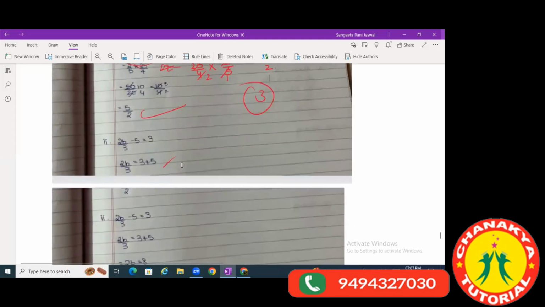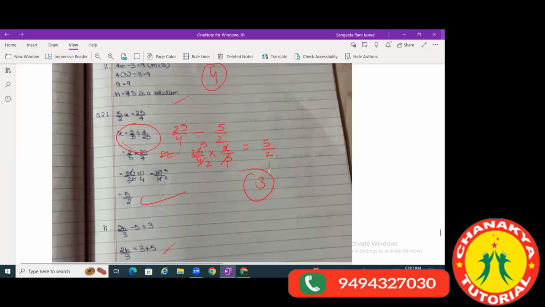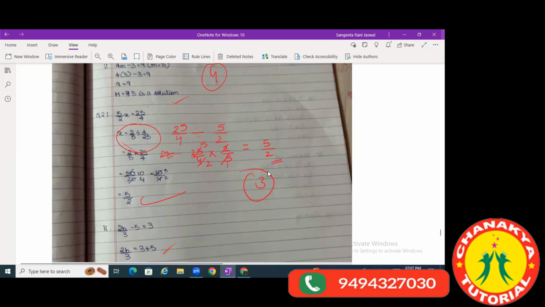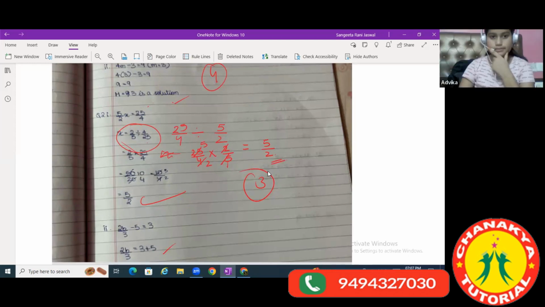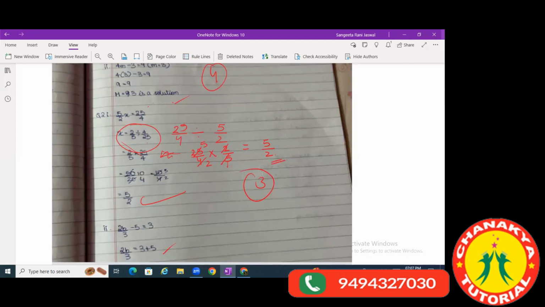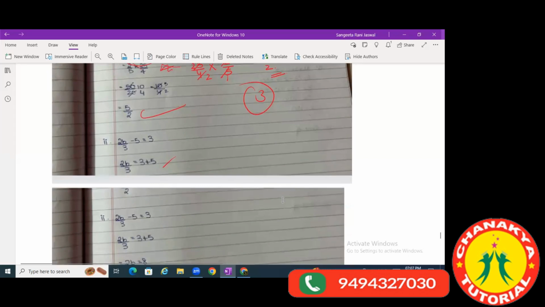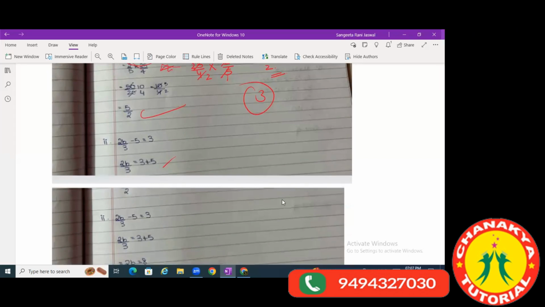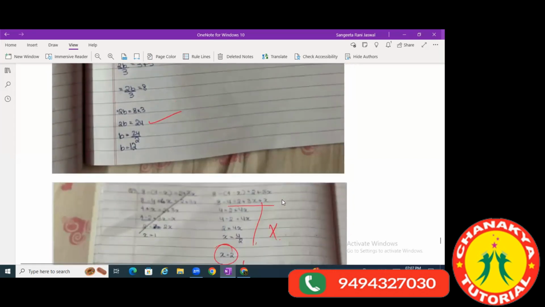This is 5 by 2. Okay, you got it? Yes, ma'am. Advika, did you get your mistake? What mistake have you done here? I think you need a lot of practice in simple equations, Advika. Okay, ma'am. And the second part is correct.